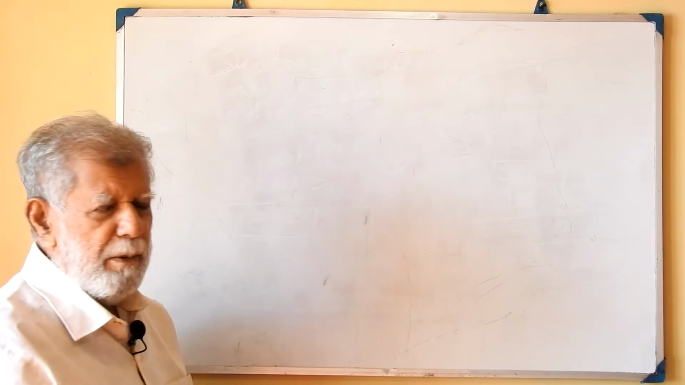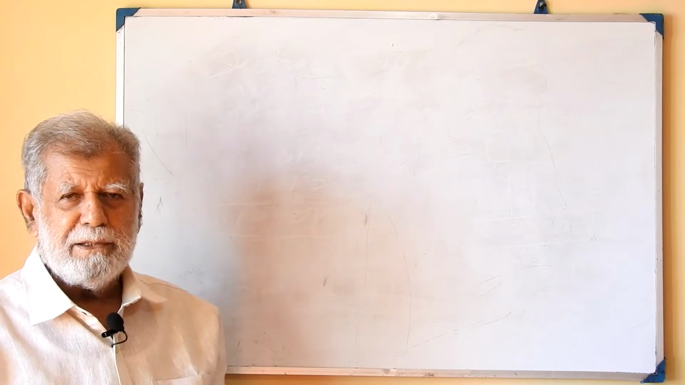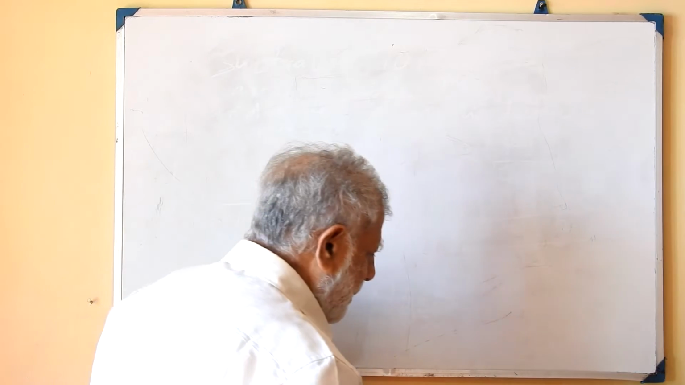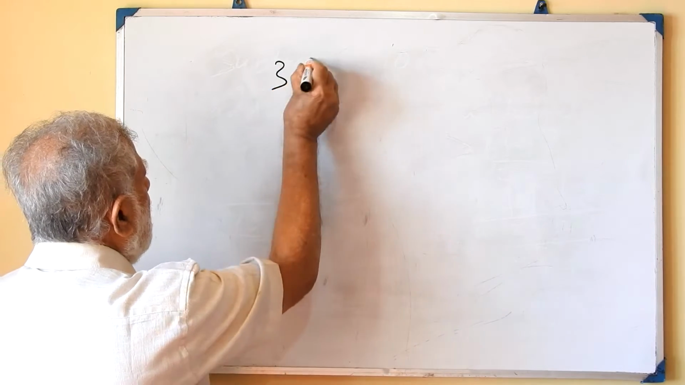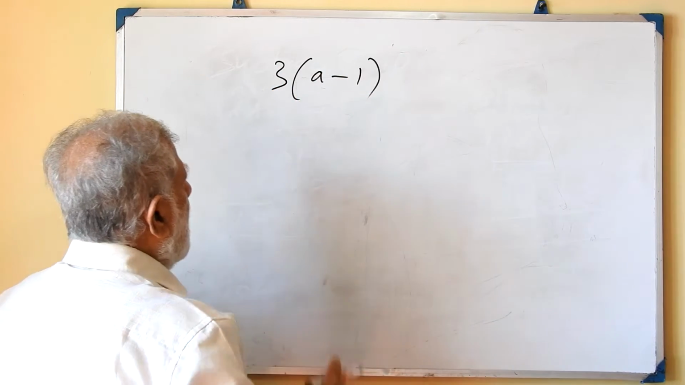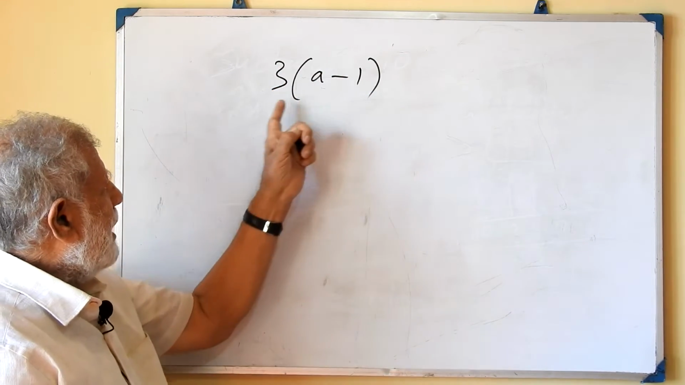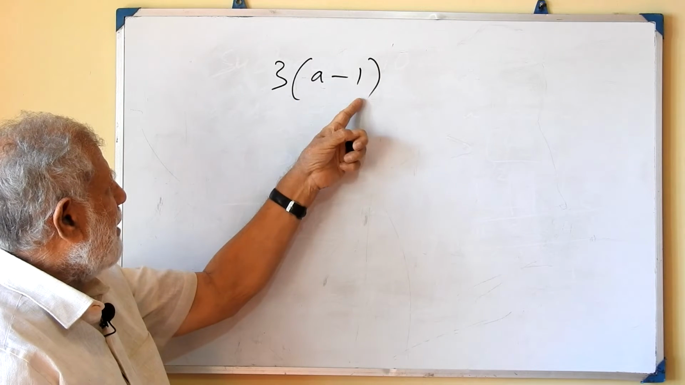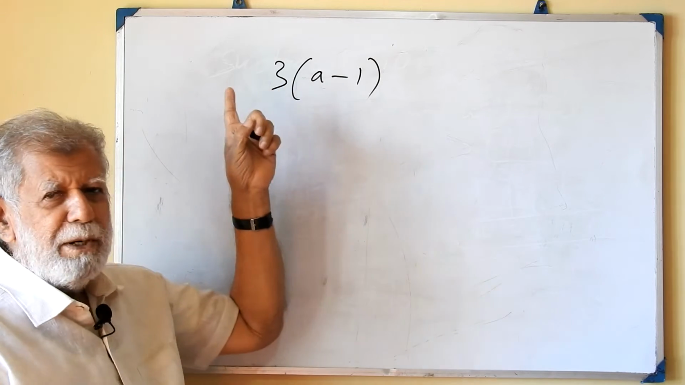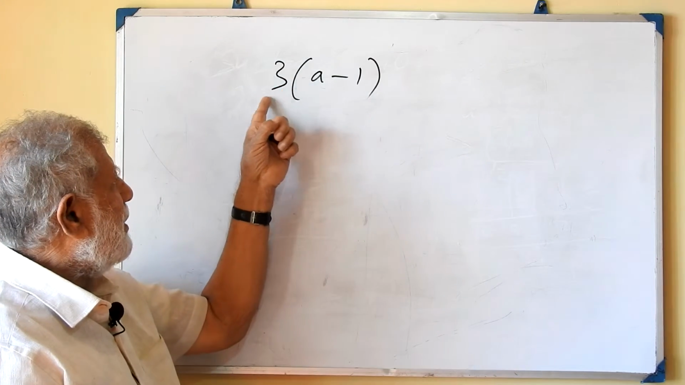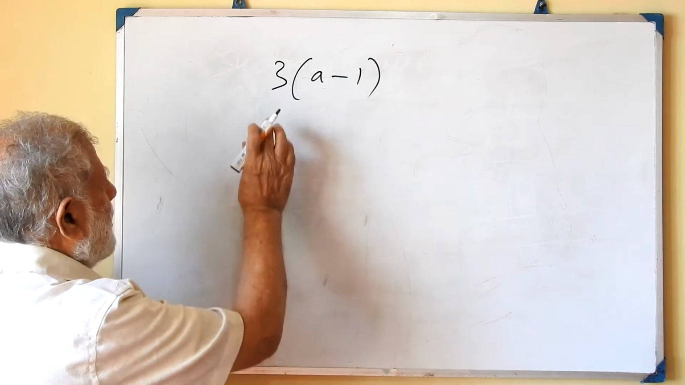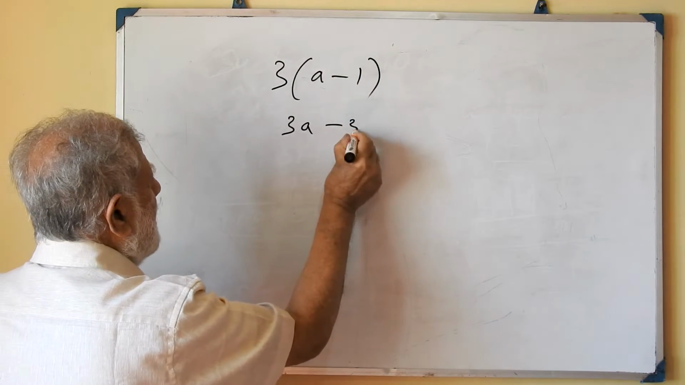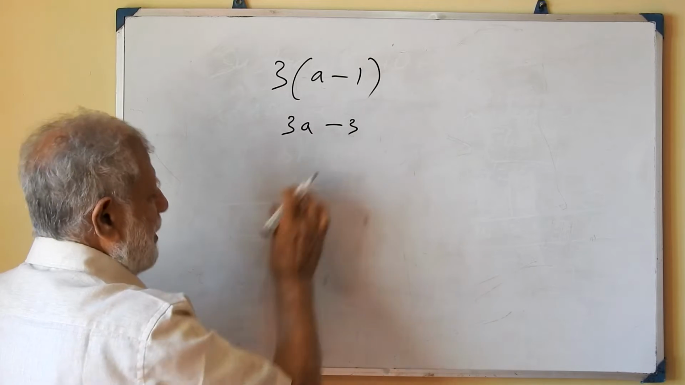We have done this removal of brackets in year 8 and year 7, so this is just a little revision of how to do it. Look at this example: 3(a - 1). Here this is the bracket. Inside the bracket we have two terms, a and 1, and both belong to 3. Bracket means multiplication, so we have to multiply by 3. 3 times a is 3a, then minus 3 into 1, 3. So this is the answer.